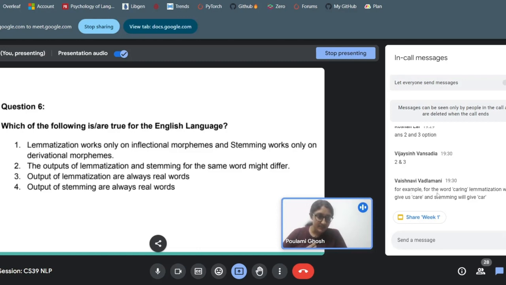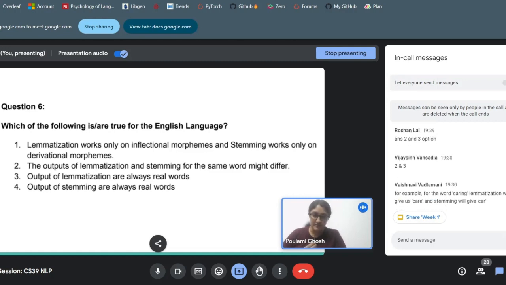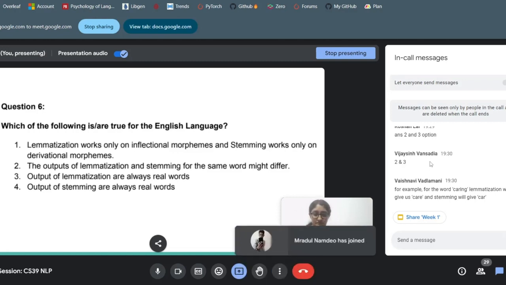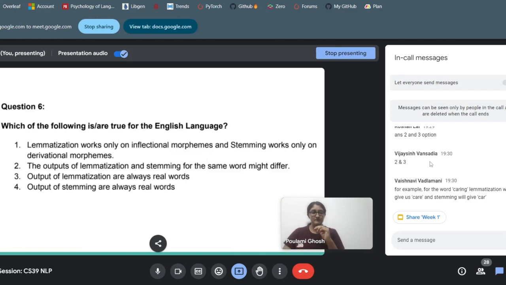So Vaishnavi has given an example. For example, the word caring, lemmatization will give us care, whereas stemming will give us car. Yes, correct. I was just hoping if anybody of you could explain the problem also. Or how about Vijay? I'm sorry, I'm not able to pronounce the name. Ma'am, in stemming, if the word is displayed, then it will remove the I, and in lemmatization, it will give the proper word.